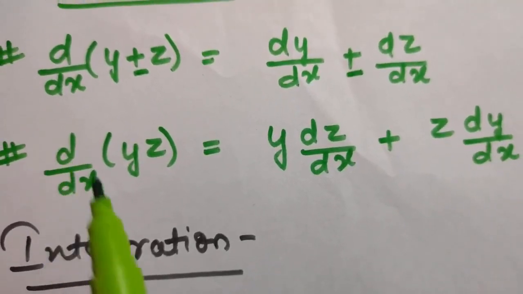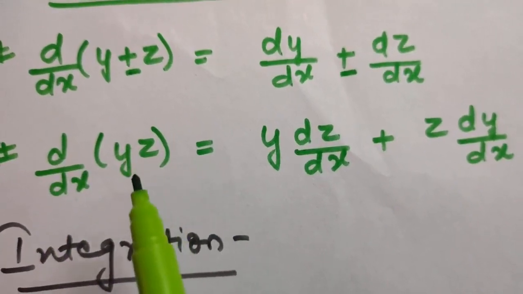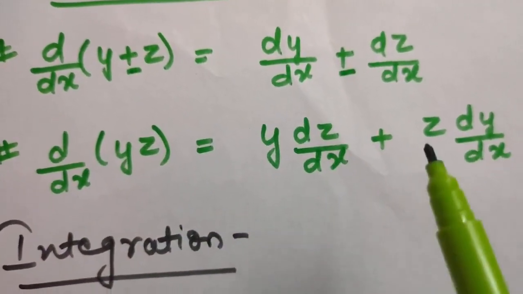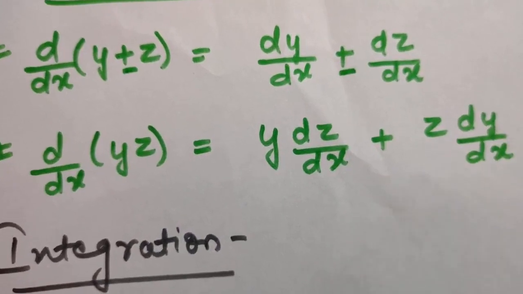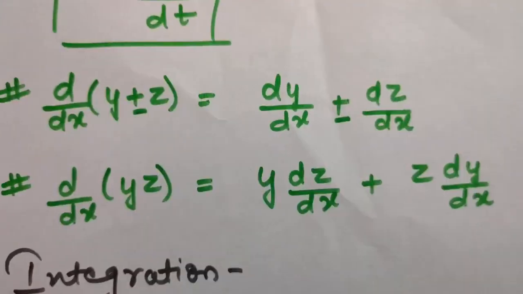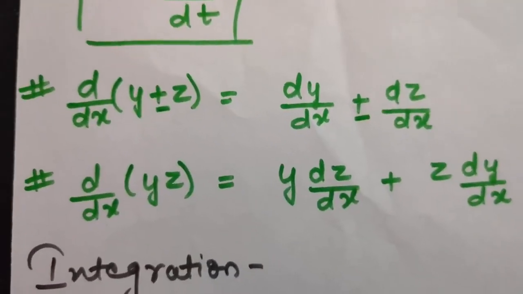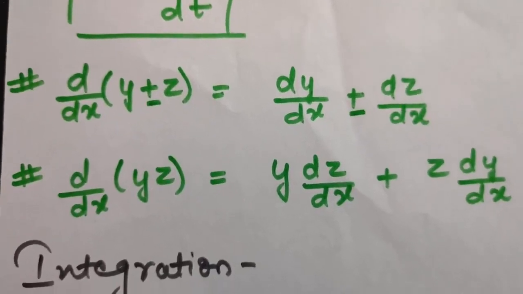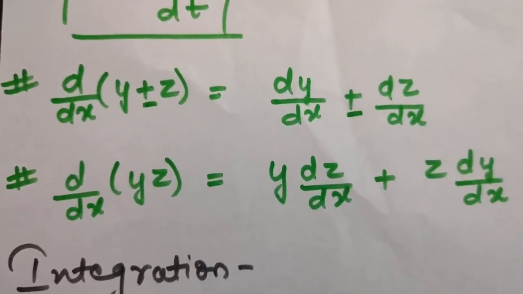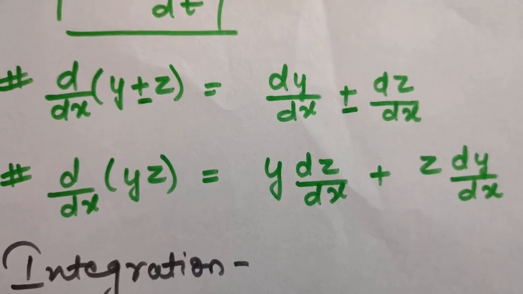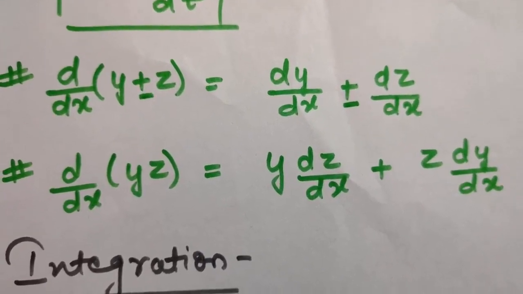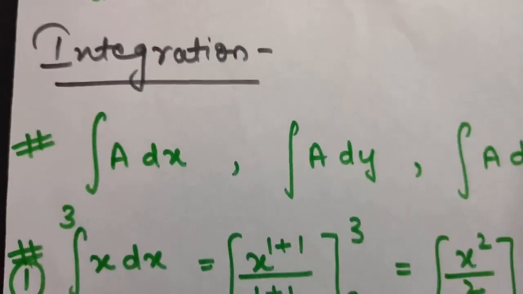Okay, so d by dx of yz is equal to y dz by dx plus z dy by dx. So all of these were some basic formulas of differentiation. You have to learn them because you will be using them in all of the chapters of physics. Okay, so now next is integration.